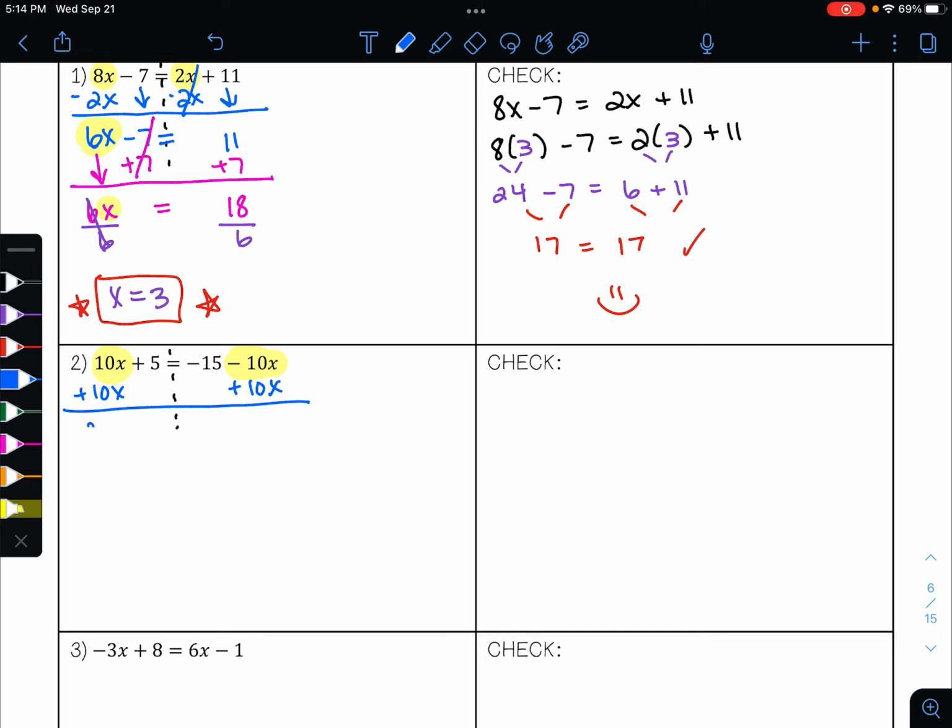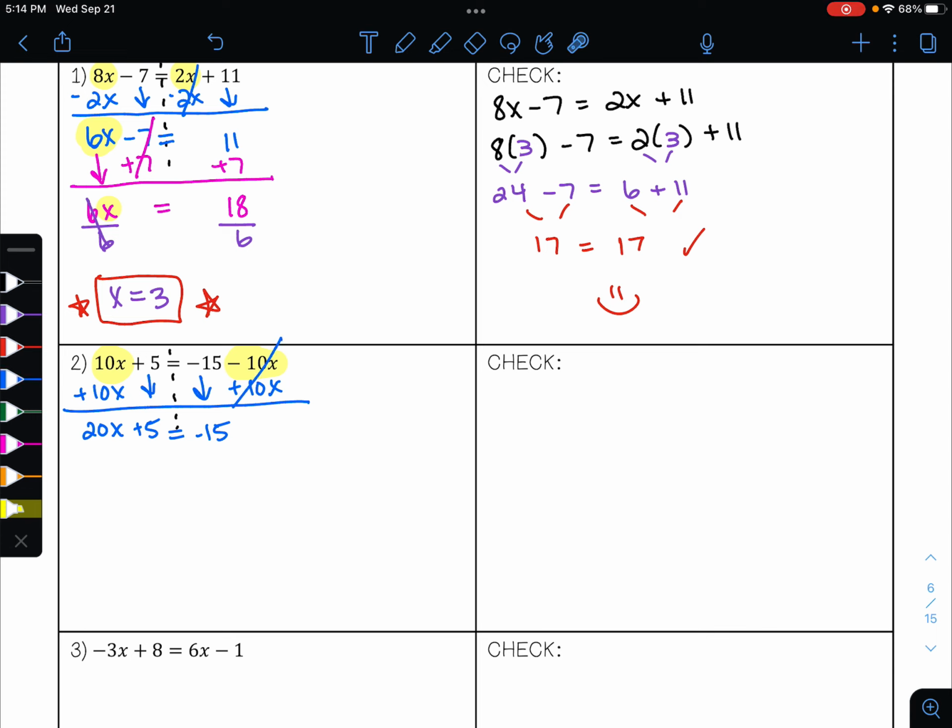10x plus 10x is 20x. Again, notice how I've lined up those x's. I've lined up those like terms. I'm going to bring down my plus 5 and my equal sign. I'm going to bring down my negative 15. Negative 10x plus 10x is 0.